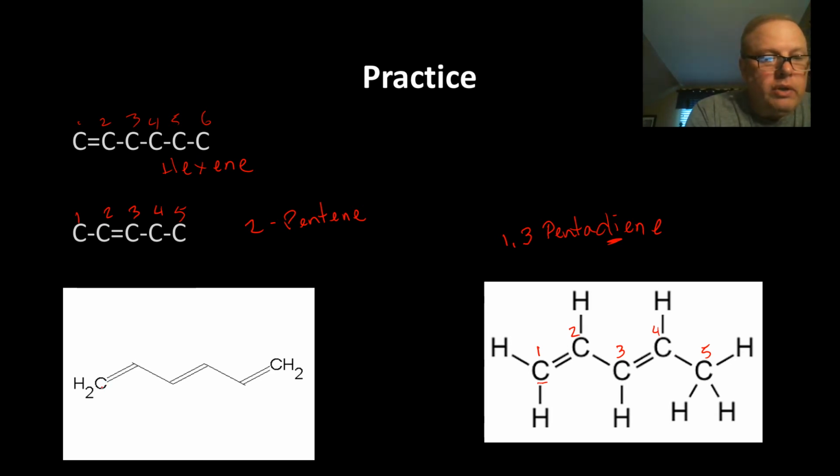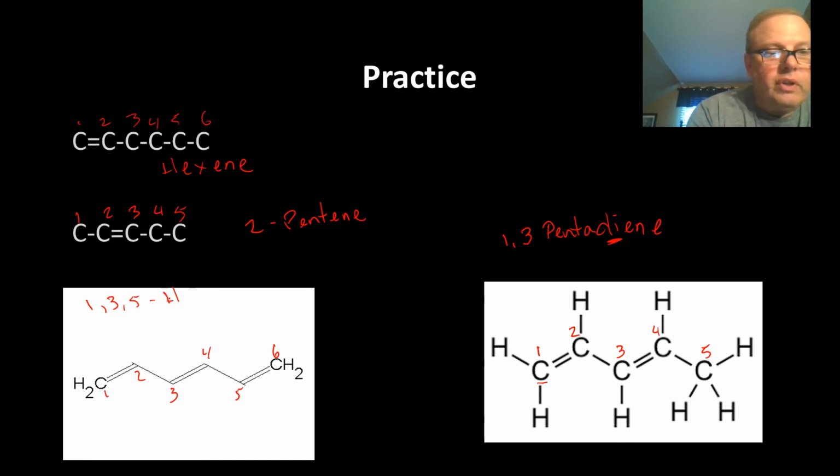Here we have 1, 2, 3, 4, 5, and then 6 on the end here. So we have 6 carbons, and there's 3 double bonds. So it's going to be 1,3,5-hexatriene, like that, because there's 3 of these alkene groups, these double bond groups. This one here, and this one here.